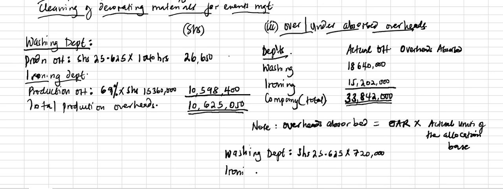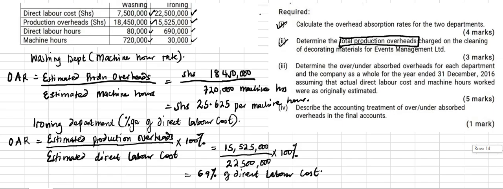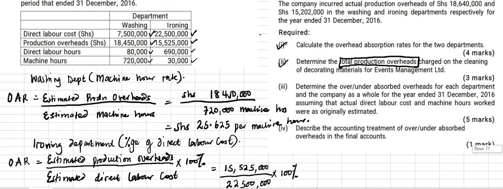Then ironing. The overhead absorption rate is 69% of the direct labor cost. And they are telling us that the actual direct labor cost is as estimated, that is 22.5 million shillings. So the actual units of the allocation base are as estimated.